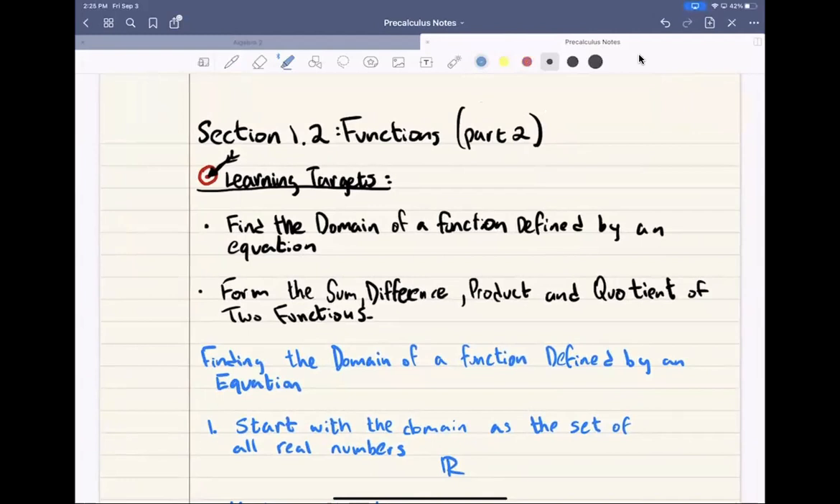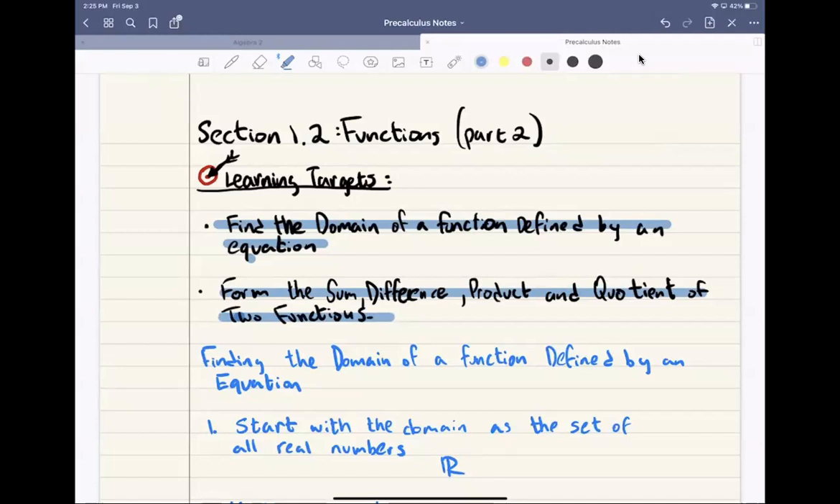All right, so let's go over our learning targets for today. Our first learning target is to find the domain of a function defined by an equation, okay? And there's actually a step-by-step process that we can do to find the domain. On top of that, we need to know how to form the sum and difference, product and quotient of two functions.